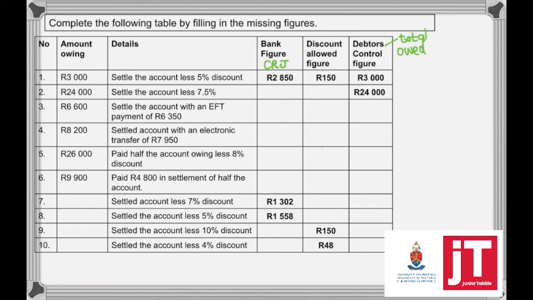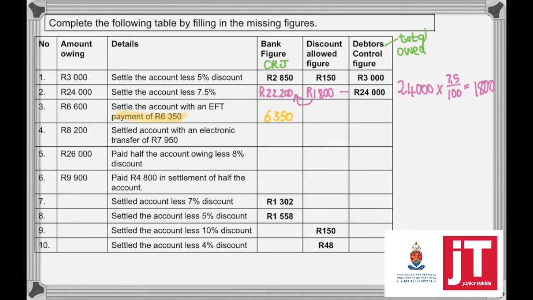Example number 2, owing 24,000. They settled the account less 7.5%. So what do they owe? 24,000. That's your debtor's control figure. And then how do we get the discount? The 24,000 times 7.5% gives me 1,800 Rand. That's my discount. Minus it off, so they are only going to pay me 22,650.